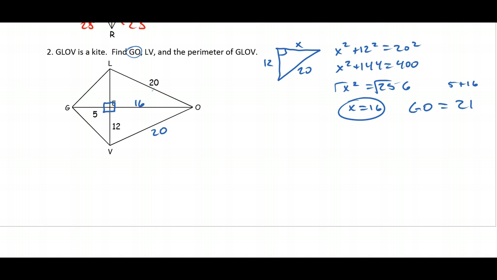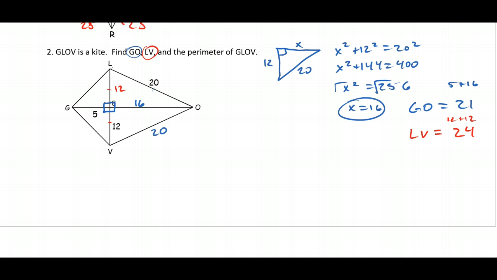Alright, not so bad. Now let's find LV. So LV here, we want this piece. Well, we know the bigger diagonal bisects the shorter diagonal. So we know these two pieces are congruent. So if that's 12, we know this is 12. So that means LV is 12 plus 12, which is 24. Alright, so we got those two pieces down. Now we got to find the perimeter.